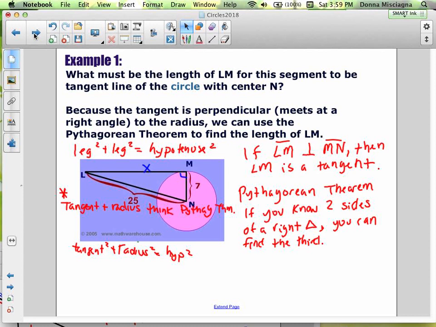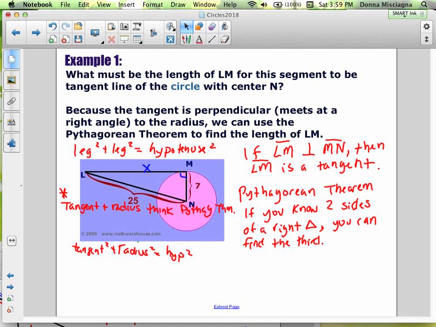All right, so I have some notes that you can add. I believe this diagram is in your notes. If LM is perpendicular to MN, then LM is a tangent. We can use Pythagorean theorem, and you should always use Pythagorean theorem if you know two sides of a right triangle, and you can use that to find the third. Don't try to find an angle using a trig ratio and then use that angle to find a side. You have double rounding error in that. Instead, when you have two sides of a right triangle, it's always Pythagorean theorem.